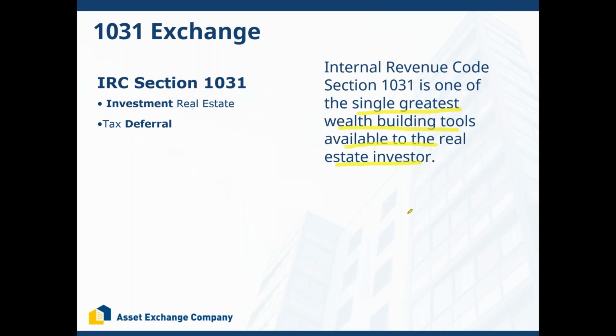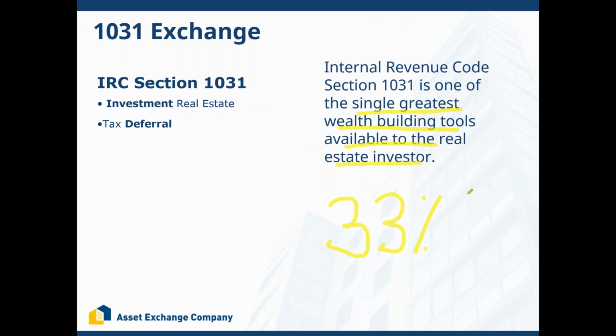Now, why is that? Well, it's because if you do not do a 1031 exchange and you sell your investment property, you cash out and you pay taxes, 1/3 of your gain or your profit is going to go to the government. All right. Tax rates are generally about 33 to 35%. Now, it varies somewhat depending on what state you're in, but it is safe to assume that if you do not do a 1031 exchange, 1/3 of your profit is going to go to the government.